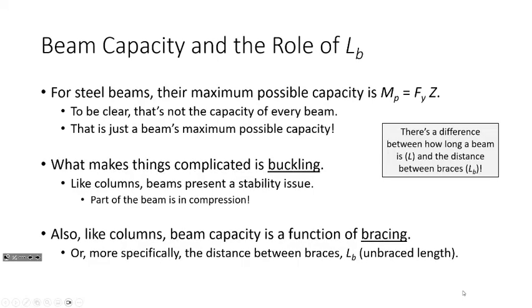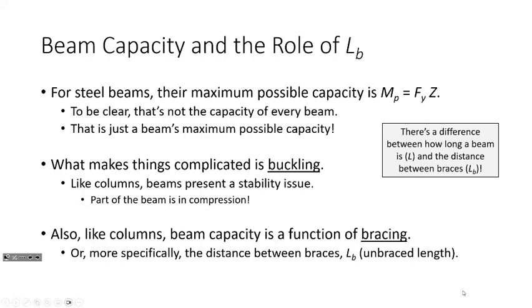Let's take this slide and digest it a little bit. For steel beams, I want to be clear, the maximum possible capacity is MP. From here on out, I don't care if we're talking about continuously braced beams or discretely braced beams, that is the maximum possible capacity. When I say maximum possible capacity, I mean the maximum capacity that we can count on for design. That's not the capacity for every beam, it's just the maximum possible capacity.